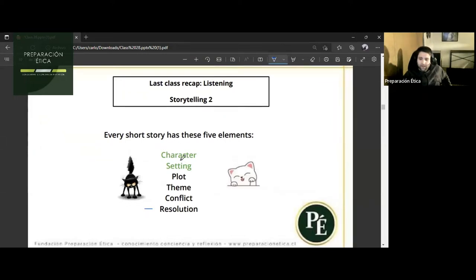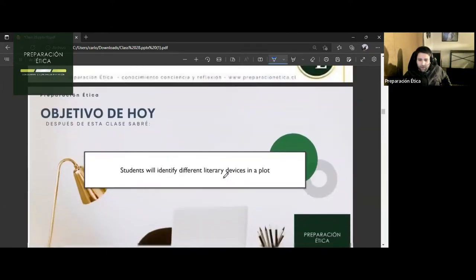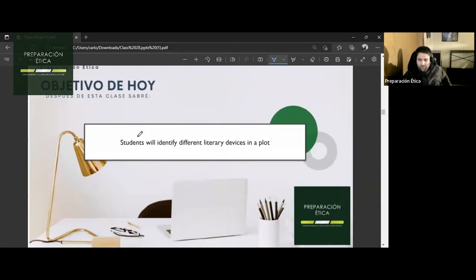So in this class, we're going to focus on something different. Last class was character and setting. In this class today, students will identify different literary devices in a plot. So we're going to talk about a plot.